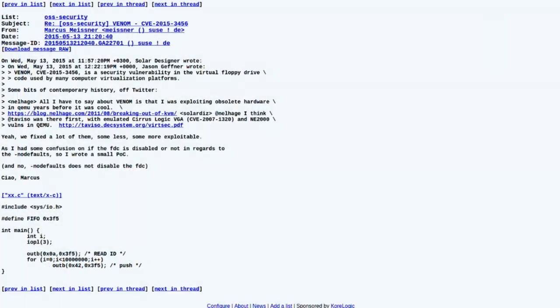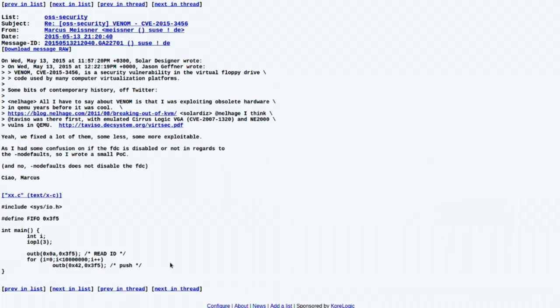But then, yes, over on the open source security mailing list, they have a sample exploit here, which is literally like 8 lines of code. Yeah, I see this. I didn't realize this was the example. Yeah, and basically it just writes 10 megabytes of data to the buffer, and you'll just see this pattern of 0x42 written to your memory, and you'll know that, hey, that could have been something bad. I like this guy. He says, all I have to say about Venom is that I was exploiting obsolete hardware in QEMU years before it was cool.